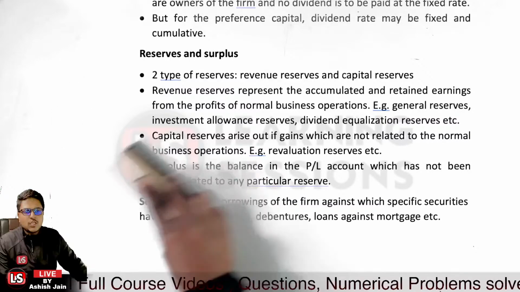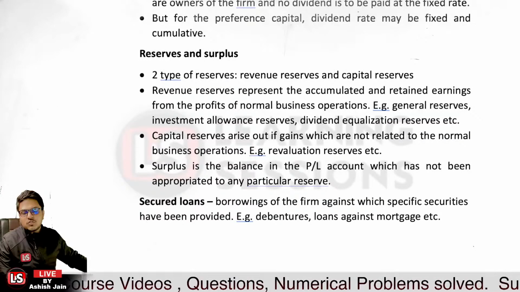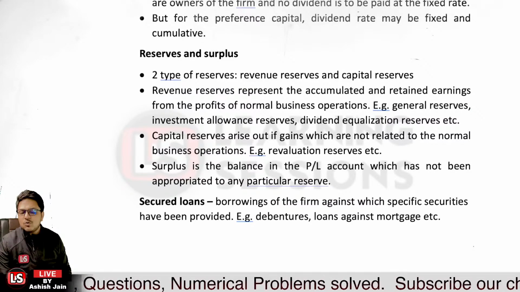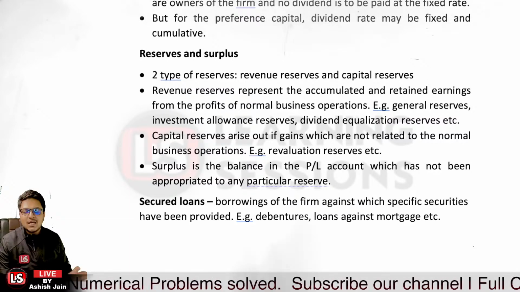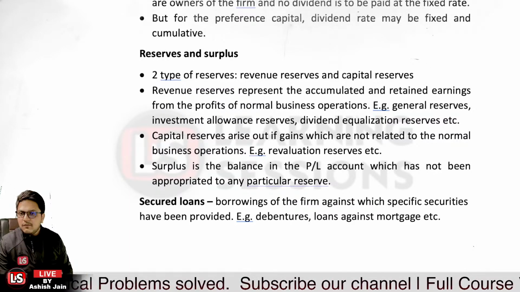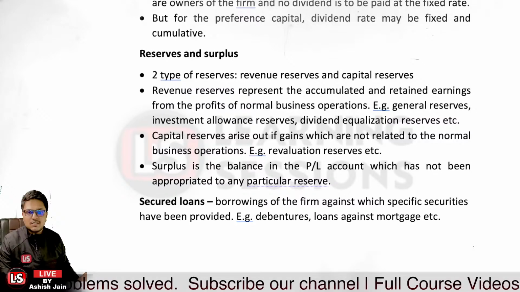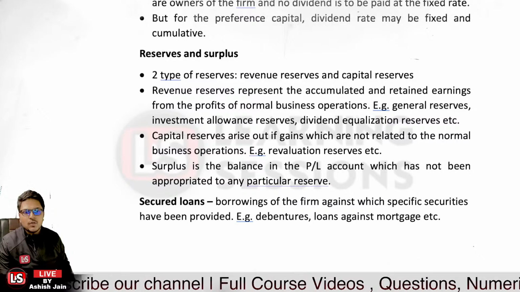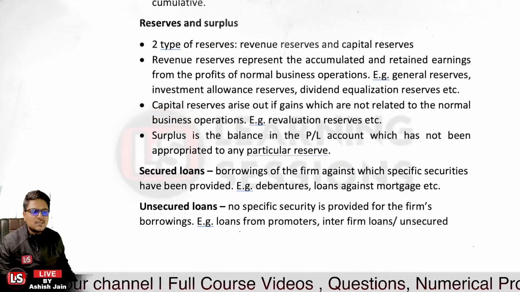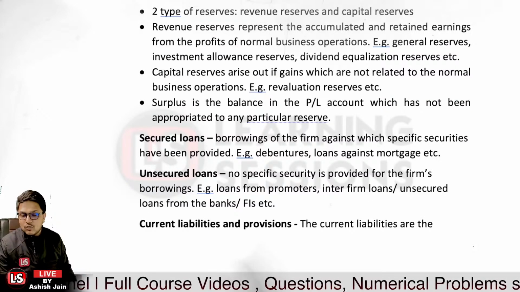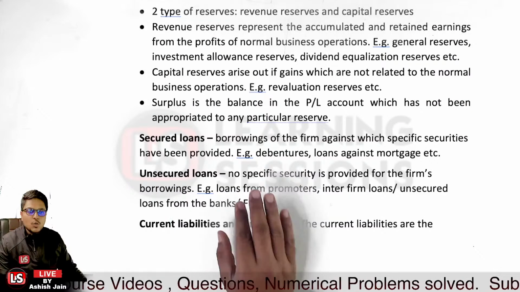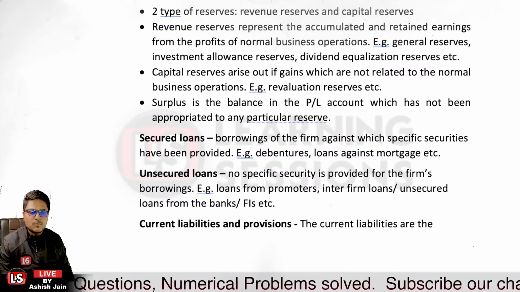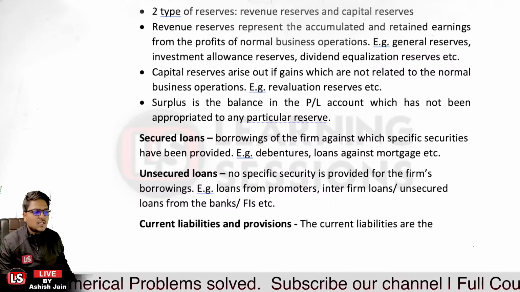Further, it is related to secured loans. Now, which loans are basically categorized as secured loans? Those loans for which the borrower has created a specific charge on the securities are said to be secured loans. Like a loan against a mortgage or debentures, that is basically a secured loan. And unsecured loans are those where no specific security is provided for the firm's borrowing.